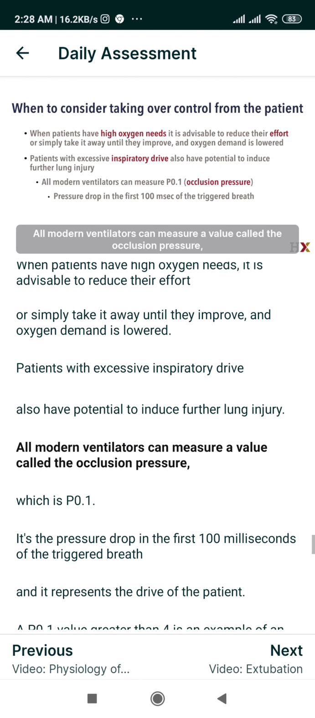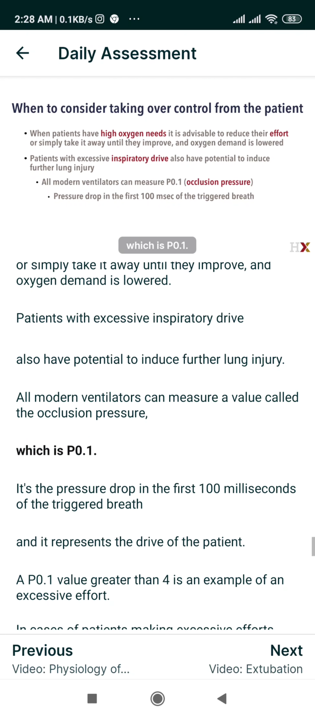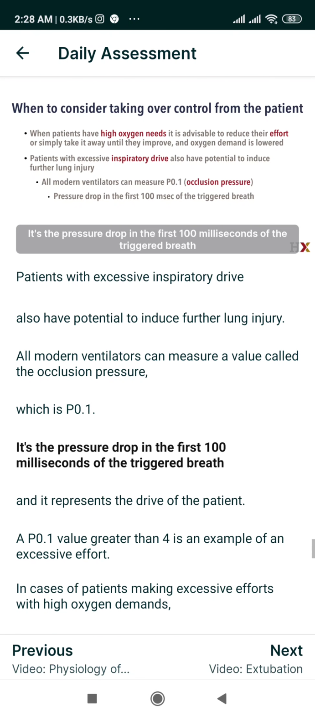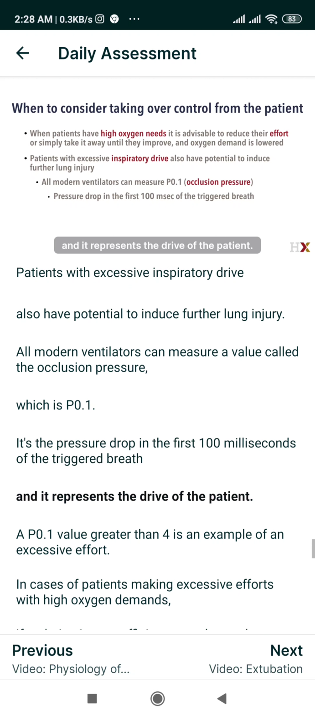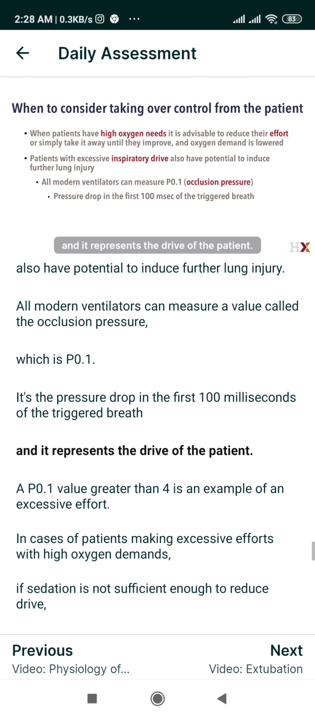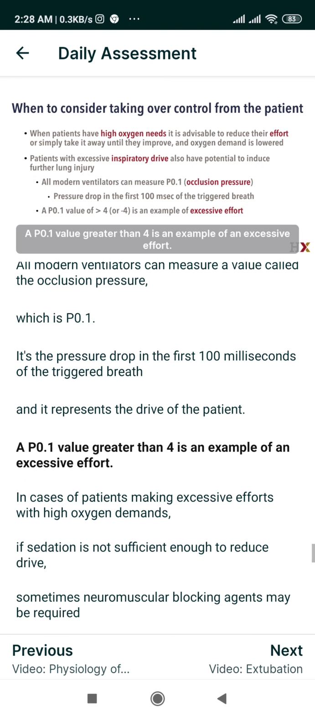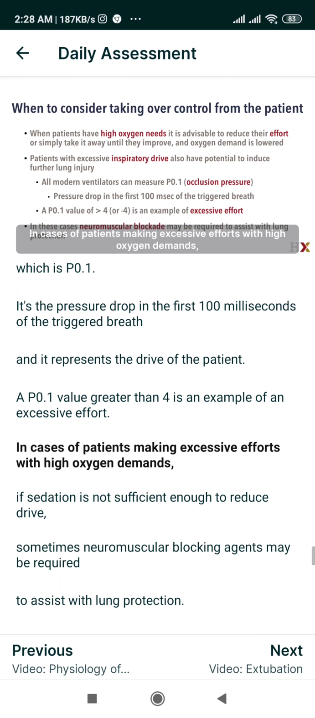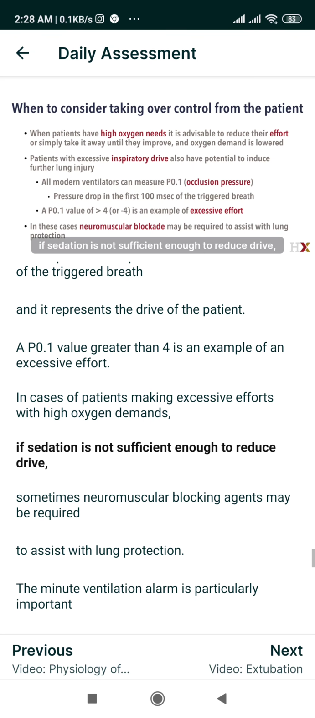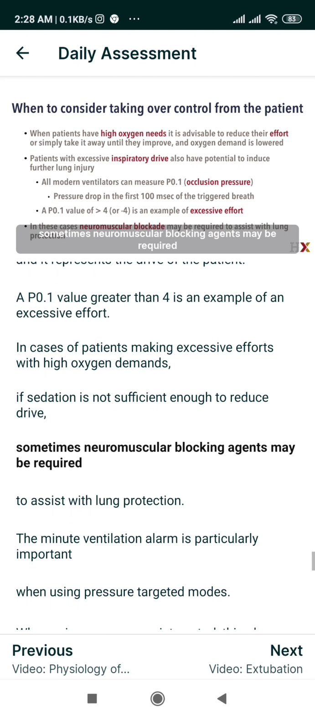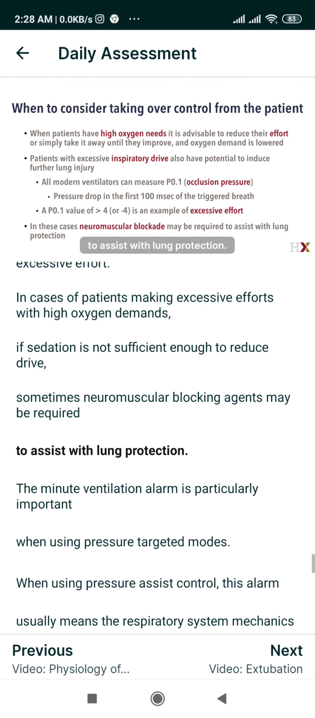All modern ventilators can measure a value called the occlusion pressure, which is P0.1. It's the pressure drop in the first 100 milliseconds of the triggered breath, and it represents the drive of the patient. A P0.1 value greater than 4 is an example of an excessive effort. In cases of patients making excessive efforts with high oxygen demands, if sedation is not sufficient enough to reduce drive, sometimes neuromuscular blocking agents may be required to assist with lung protection.